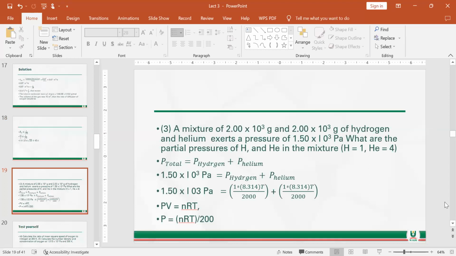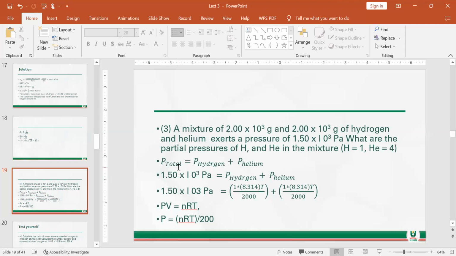A mixture of 2 times 10 raised to the power of 3 grams of hydrogen and 2 times 10 raised to the power of 3 grams of helium exert a pressure of 1.50 times 10 raised to the power of 3 Pascal. What are the partial pressures of hydrogen and helium in the mixture? The relative molecular mass of hydrogen is 1, that of helium is 4.